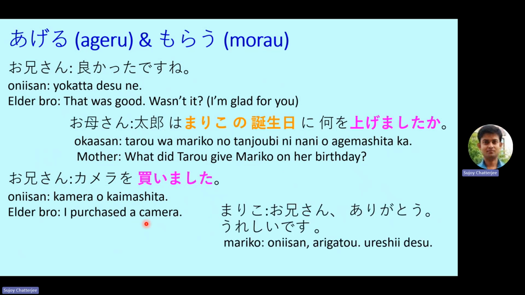So on hearing that, Mariko becomes very happy and says, Onisan, Onisan, arigato, ureshi desu. So ureshi is the adjective we had seen in our lesson on adjective, which means happy. So thank you, Onisan. I am very happy. So after getting so many presents on my birthday, I am really very happy. So ureshi desu. So this is the conversation which uses agemashita, moraimashita, kaimashita, using these three verbs, and it's in the context of a birthday. So I hope this is now clear.